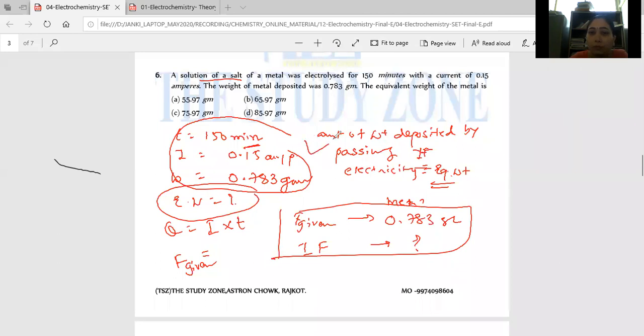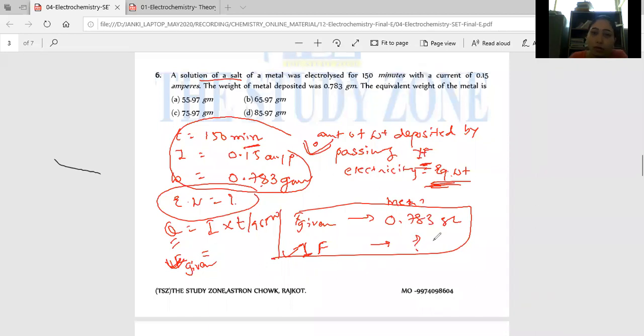Again I repeat, make it clear. The amount of weight deposited by passing 1 Faraday is always how much? 1 equivalent weight, right? Now these are all the data given. Find out Q is equal to I into T, and convert coulomb into Faraday by dividing by 96500. So for the given Faraday, how much weight is deposited? 0.783 grams. Great. Earth says 55.97, it means it's A. Yes, A is right. All of you got the answer. But this is the way. Yes, Twinkle, A is right.